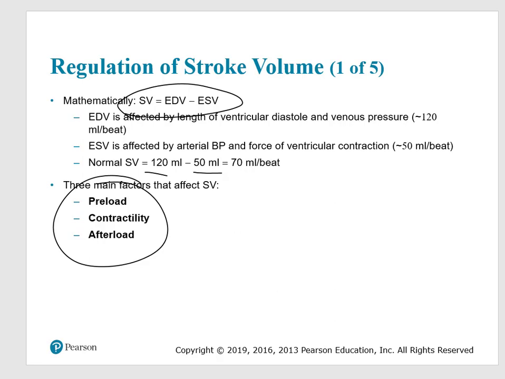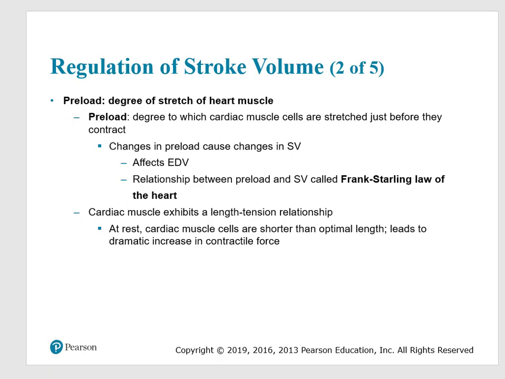Excuse me. So that'll be 70 ml per beat. So it depends on three things: preload, contractility, and afterload. What is preload? Preload is the degree to which cardiac muscle is stretched just before it contracts. The relationship between preload and stroke volume is called the Frank-Starling law of the heart.